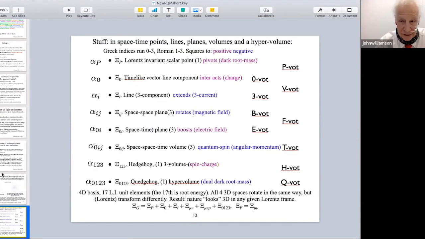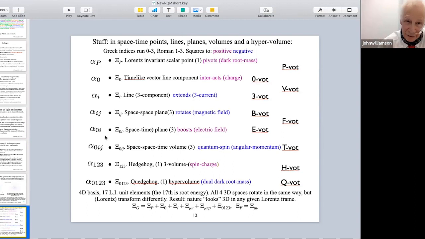So here's another three-dimensional system. I've given names to these. You can either call them by their indices: pivot, zero vot, or three vot, if you like. There are three components here. Those are vector vot, vvot. These are field vot, fvot, but they can be split into bvot and evot, and angular momentum here, tvot. And then this stuff is a single unit.